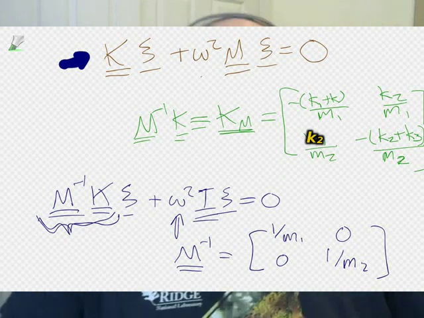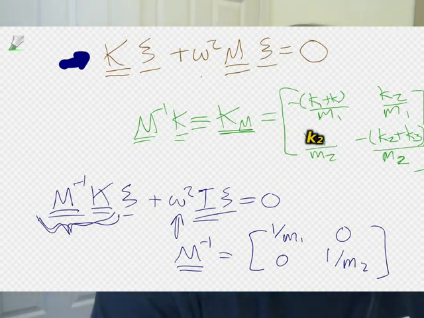Which, incidentally, if before I wrote the thing as a matrix, I had divided both equations by the M, so divide one equation by M1, divide the second equation by M2, I would have come straight to this matrix, and I wouldn't have had to mess around with the inverse matrix. But whatever, this was actually one of the reading questions. How do you turn it into the actual eigenvalue equation? The answer is pre-multiply the whole thing by the inverse of the mass matrix.